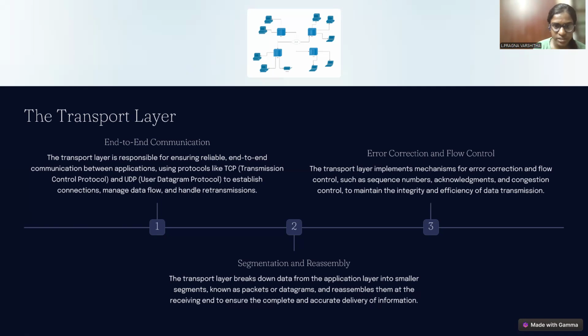The second one is segmentation and reassembly. The transport layer breaks down data from the application layer into small segments known as packets or datagrams and reassembles them at the receiving end to ensure the complete and accurate delivery of information.